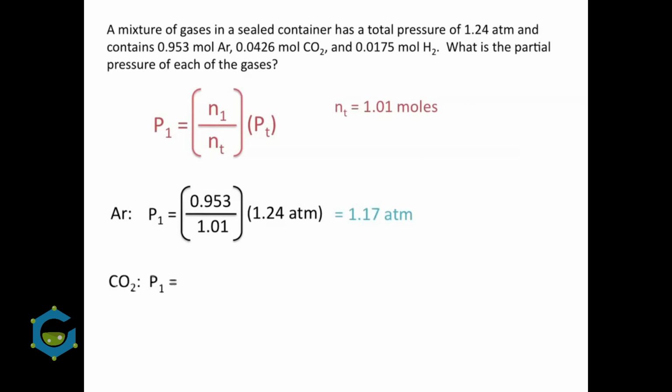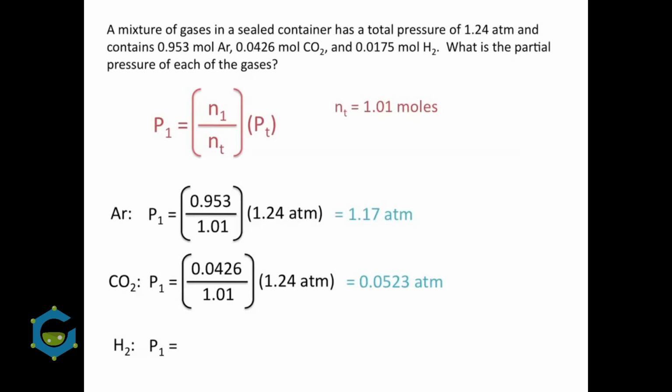1.17 atmospheres. Repeating the same thing for CO2, the mole fraction of CO2 is the number of moles of CO2, 0.0426, divided by the total number of moles, 1.01, times the total pressure, which is equal to 0.0523 atmospheres, which is the partial pressure of CO2. And for H2, the mole fraction of H2, so the number of moles of H2, 0.0175 divided by the total number of moles, 1.01, multiplied by the total pressure, 1.24 atmospheres, which tells us that the partial pressure of H2 is 0.0215 atmospheres.